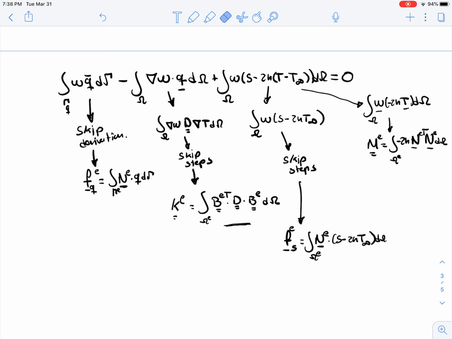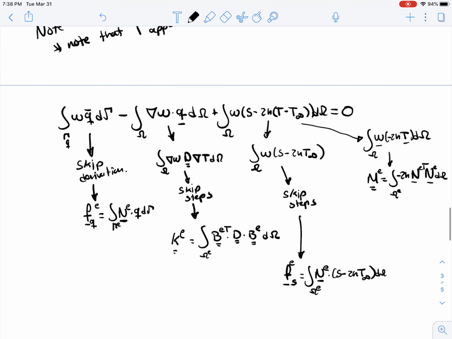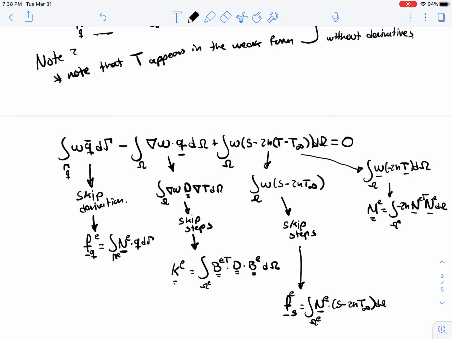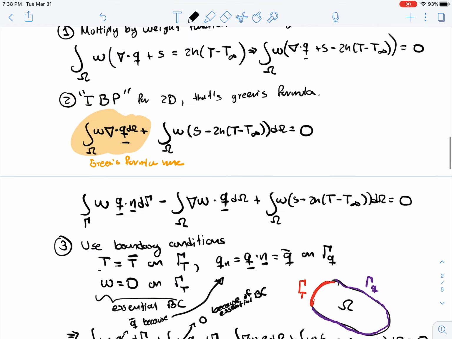So the mass matrix has the integral of the shape functions, whereas the stiffness matrix has the integral of the gradients of the shape functions. Here, the mass matrix will have the integral of the product of the shape functions. So that's a different type of matrix that we haven't talked about, but this is what you get when you find the temperature without any derivative in the integral of the weak form. So that was the extra note number 2 that I wanted to make. And that's it for problem 1.